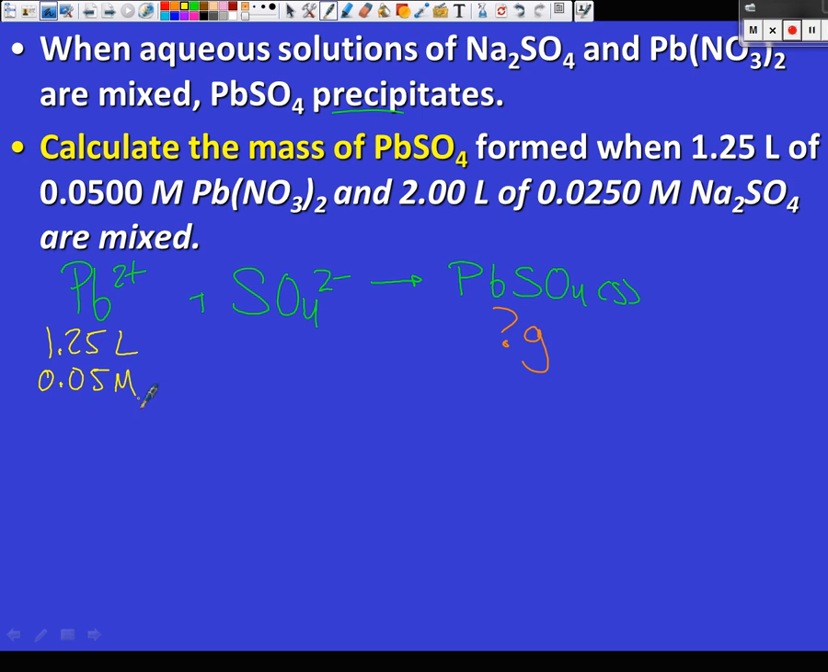So we've got 1.25 liters and 0.05 molar. Does that make sense? Okay. And 2 liters of a 0.025 molar sodium sulfate. Who does that go to? Okay. Very good. So we've got 2.00 liters of a 0.025 molar.